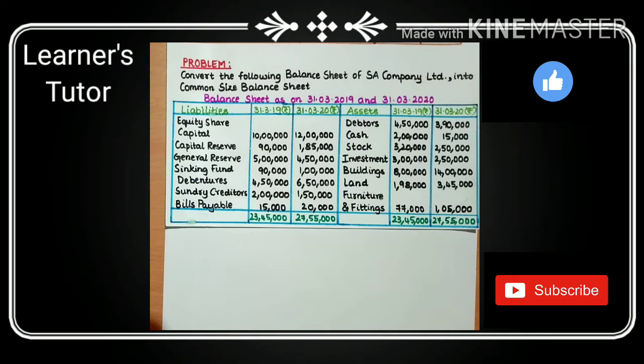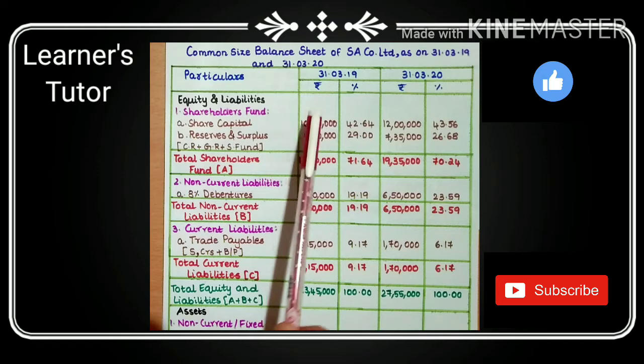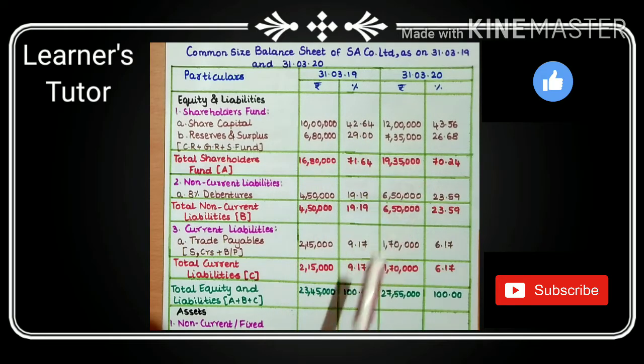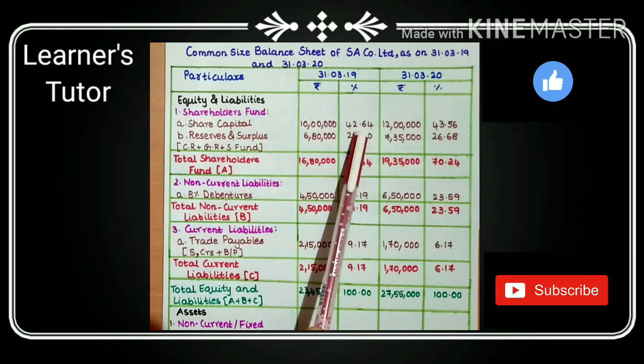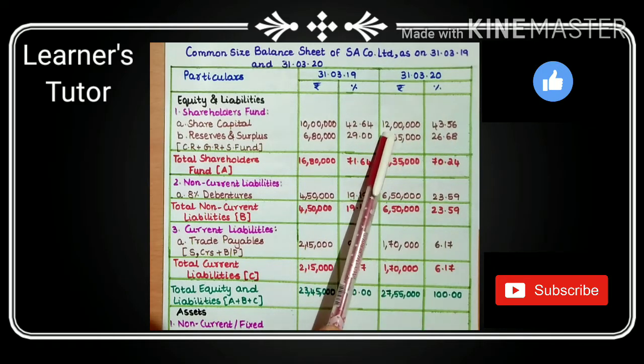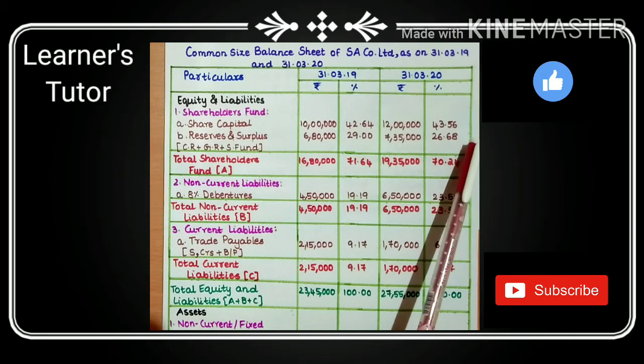Okay. First heading under liabilities is equity share capital, 10 lakhs, 12 lakhs. Shareholders fund, under that we have share capital 10 lakhs, 12 lakhs. As I told, now 23,45,000 and 27,55,000. What we do is 10 lakhs divided by 23,45,000 into 100 will give 42.64%. Same way for this, 12 lakhs divided by 27,55,000 into 100 will give you 43.56%.